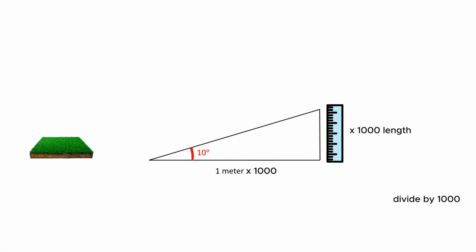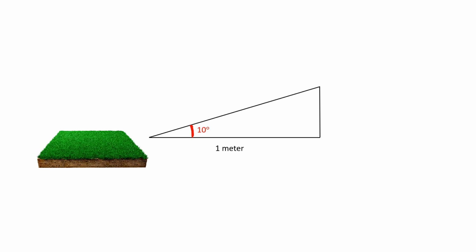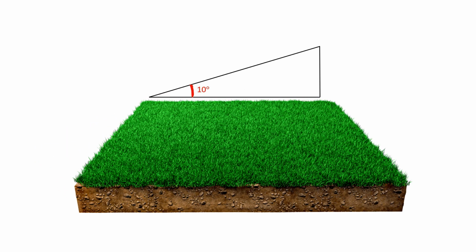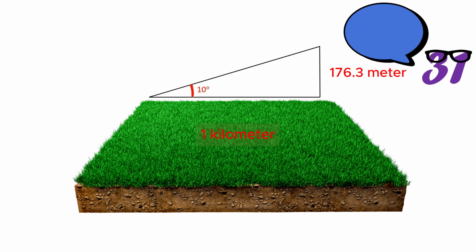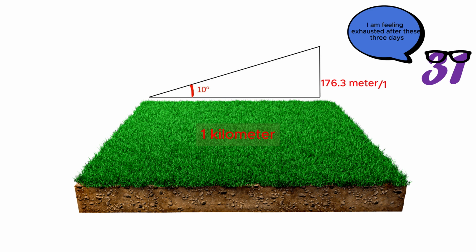It's a reason why we need calculators nowadays. Alright, let's proceed with the plan. First, we need to find a space that is at least 1 kilometer long, and then we can apply the steps we discussed earlier. We spent 3 days finding the height of the triangle. It is 176.3 meters. Whoa, now we divide 176.3 by 1000 and get 0.1763.